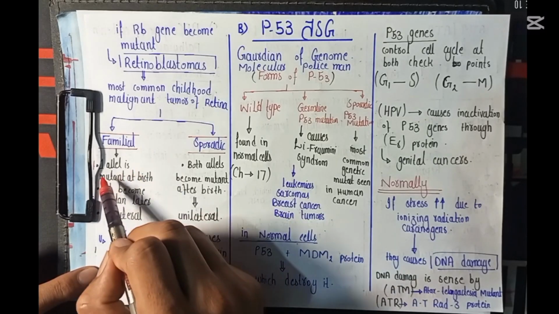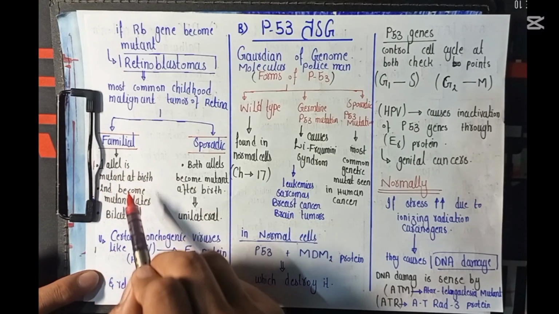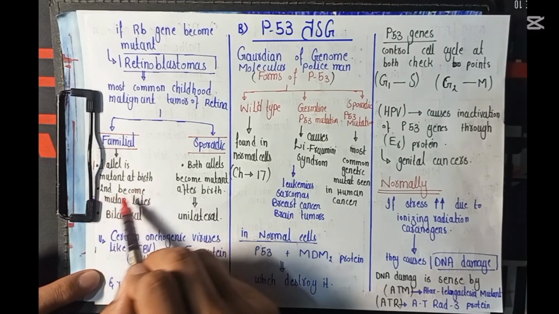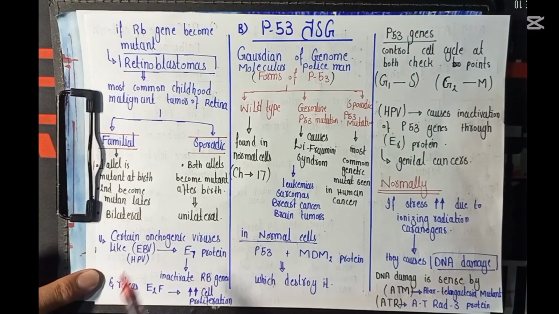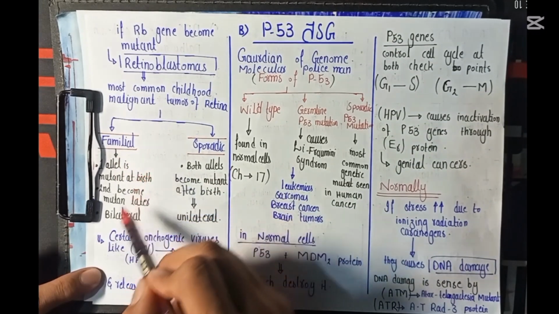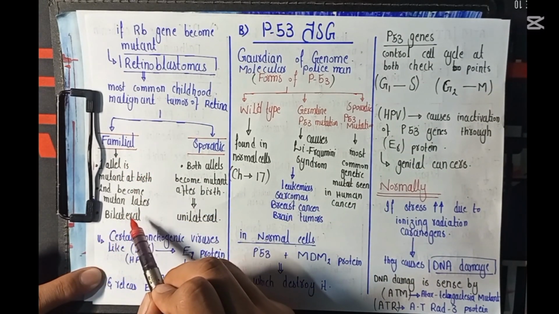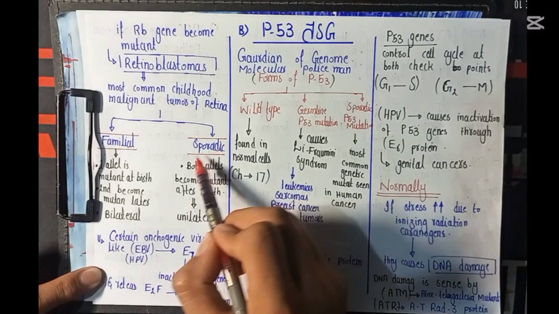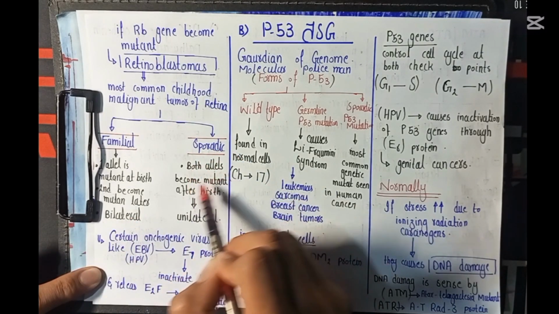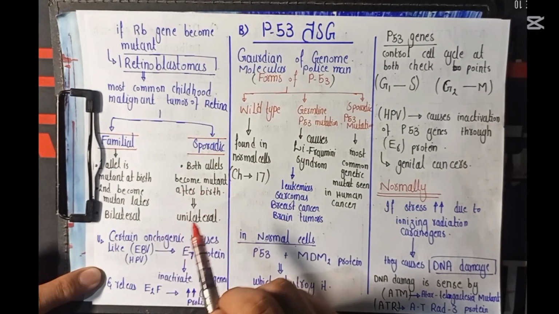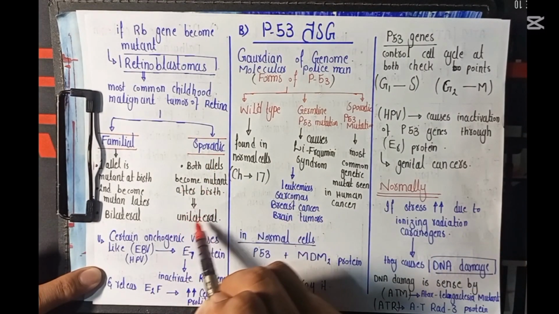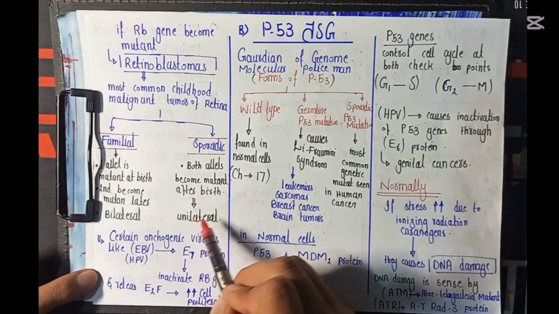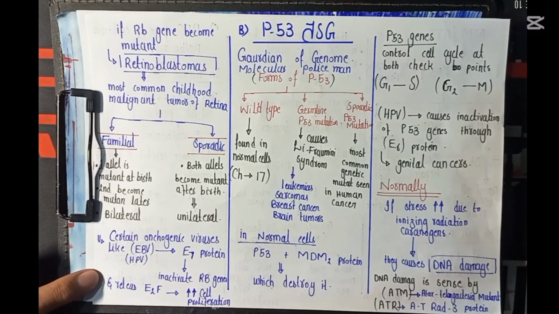In the familial type, one allele of the RB gene is mutant at birth, and the second allele becomes mutated after birth. The familial type of retinoblastoma is usually bilateral, meaning that it involves the retina of both eyes. In the sporadic retinoblastoma, both alleles become mutated after birth, and it is usually unilateral, meaning that it involves the retina of one eye.